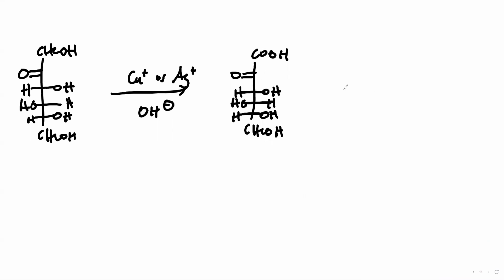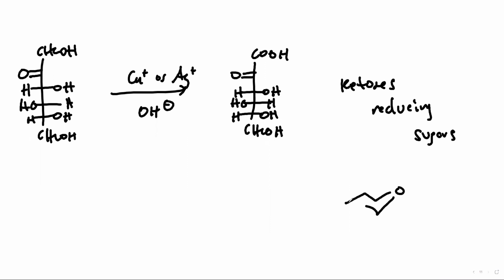Because if it responds, that means that ketoses are also reducing sugars. So as long as we have a ketose with an OH on that center, this is going to be reducing. So how is it that ketoses are able to respond? Well, it goes back to the fact that this is in a basic solution.